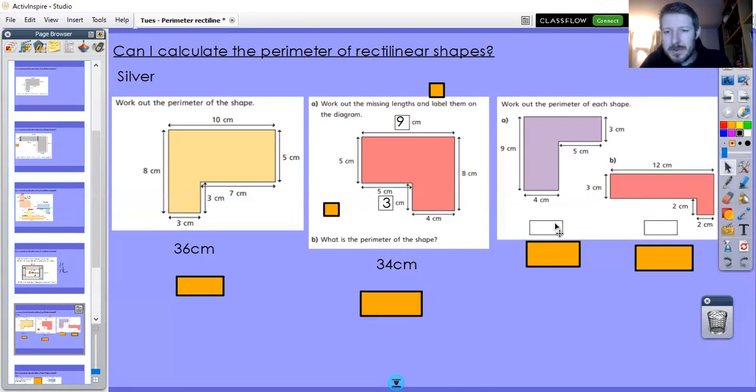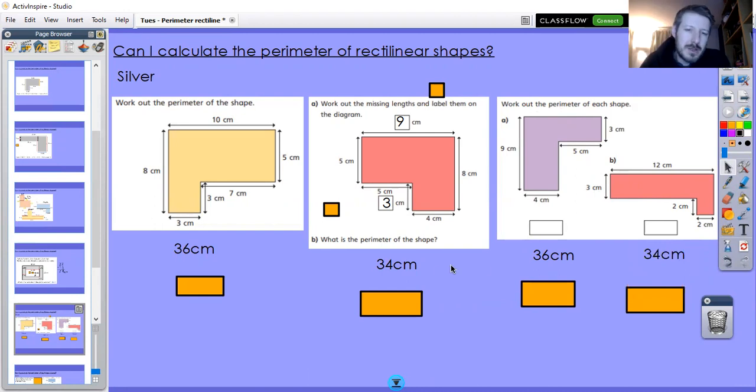This one here, you needed to find the missing length, and then find the perimeter. It should have been 36. So you would have added this bit and this bit together to make that 9. And then this shape here, you've got this missing length to find. You know this length, take away that length, and you should have found this one, add it all together, and you get 34 centimeters.